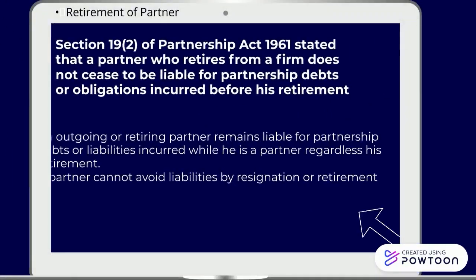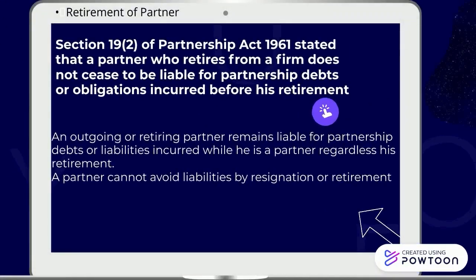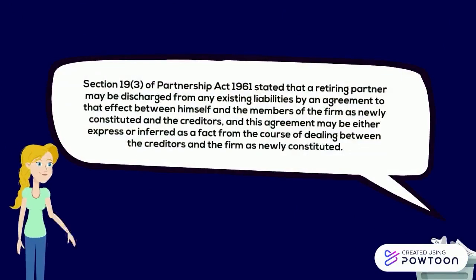Retirement of partner. Section 19, Clause 2 of the Partnership Act 1961 states that a partner who retires from a firm does not cease to be liable for partnership debts or obligations incurred before his retirement. An outgoing or retiring partner remains liable for partnership debts or liabilities incurred while he is a partner, regardless of his retirement. A partner cannot avoid liabilities by resignation or retirement.